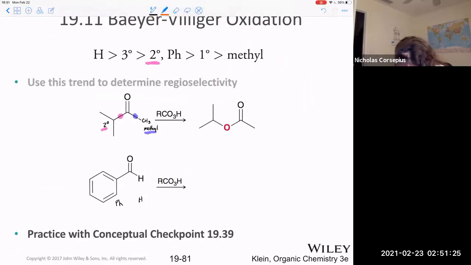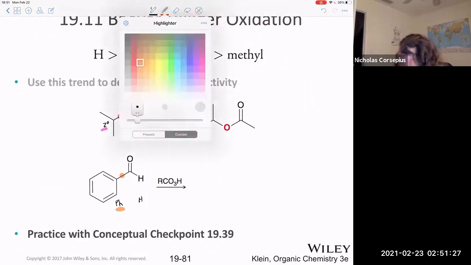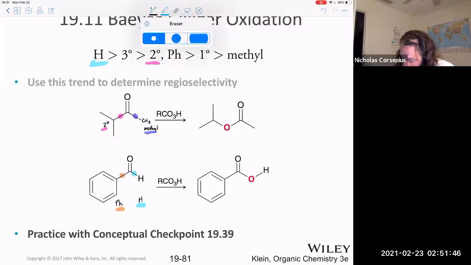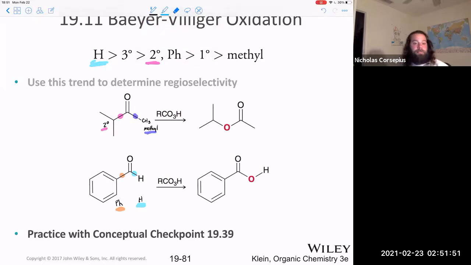Okay, so again, phenyl group, or a hydrogen would be migrating if I stuck my oxygen there. So what's going to win? In this case, it's the hydrogen. So my compound that I would get would be this, where my oxygen is stuck between that carbonyl carbon hydrogen bond, creating a carboxylic acid. So up top, I created an ester. The bottom, I created a carboxylic acid. It just depends on whether you start with a ketone or an aldehyde.